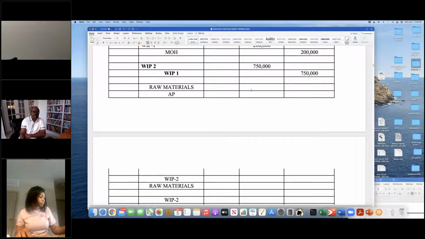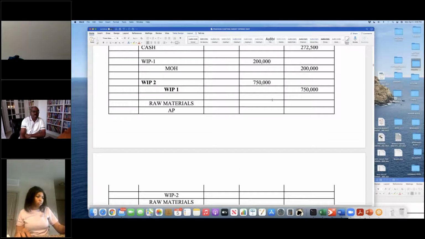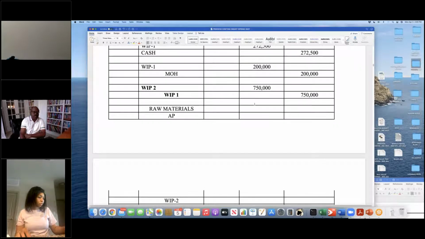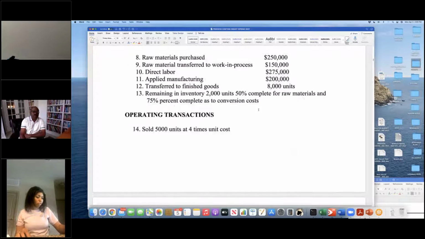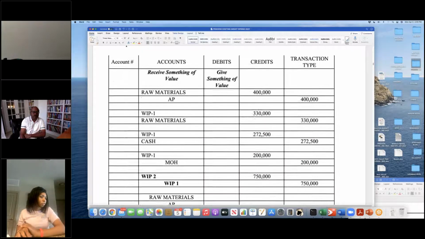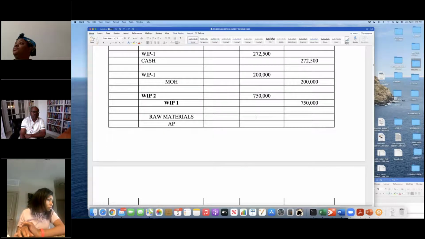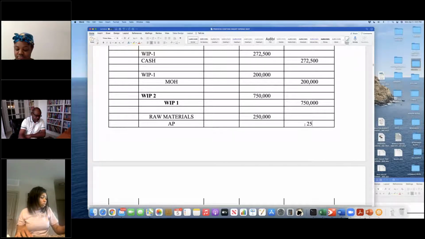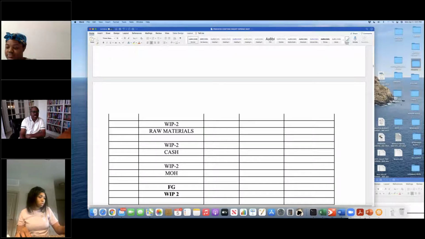So we get to work in process 2. We're debiting raw materials for 250, crediting accounts payable for 250. Then we transferred in 150,000.